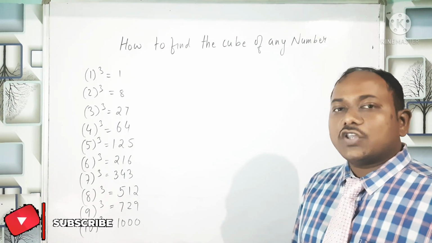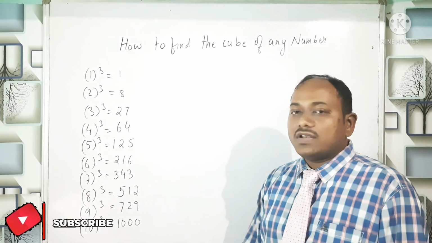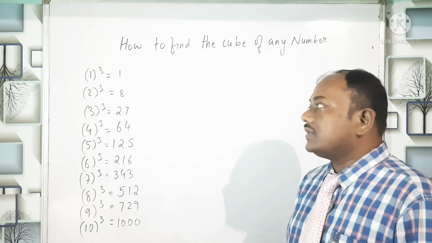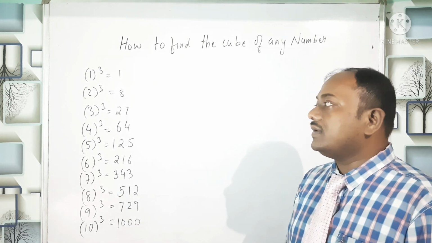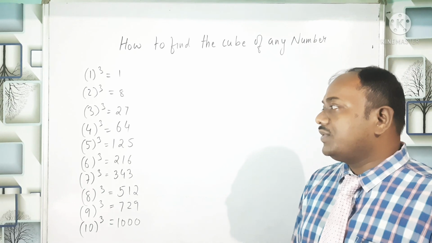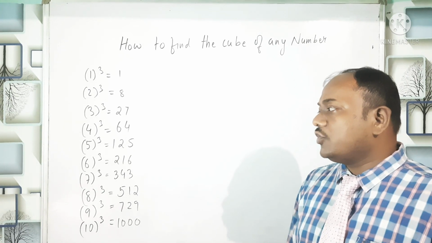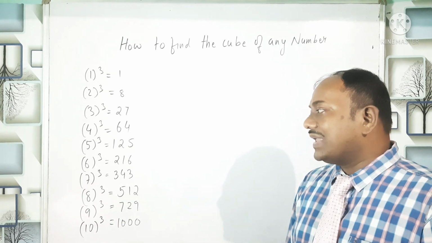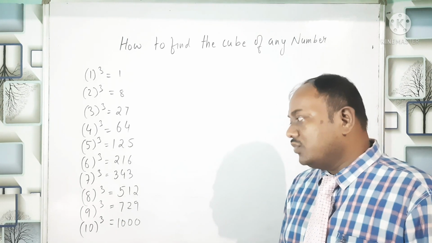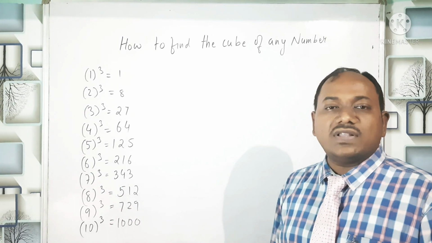First we'll write the cube of the first 10 natural numbers. 1 cube is 1, 2 cube is 8, 3 cube equals 27, 4 cube equals 64, 5 cube equals 125, 6 cube is equal to 216, 7 cube equals 343, 8 cube equals 512, 9 cube equals 729 and 10 cube is equal to 1000.